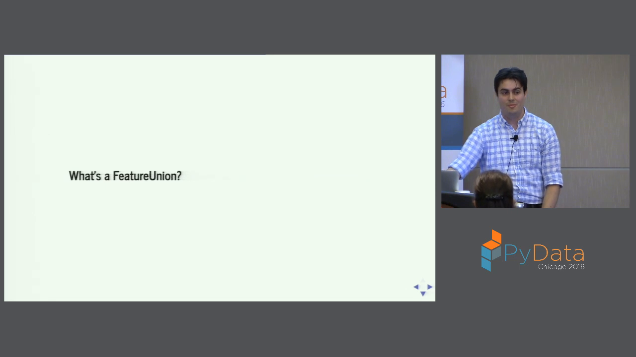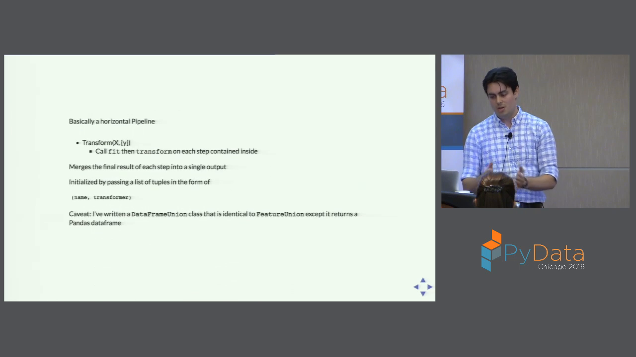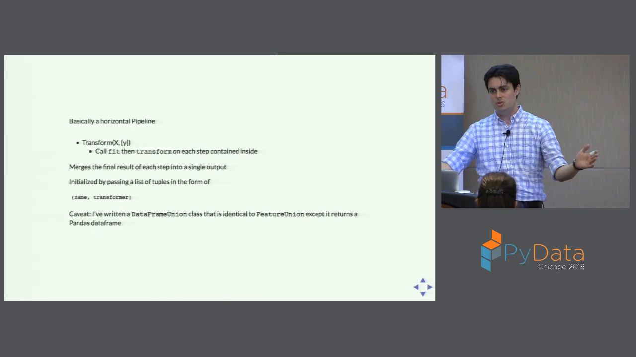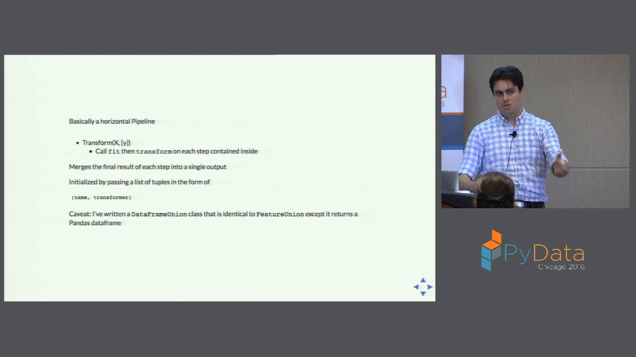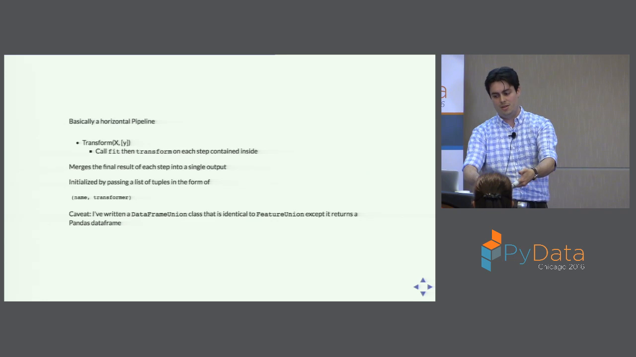Feature union. Final thing, feature union. Final of these four different steps that are contained within this paradigm. It's basically a horizontal pipeline, right? If pipelines are stacked up tall, feature unions are just wide. Feature unions have a bunch of steps, but now they're in parallel, and they're just feeding the output together.